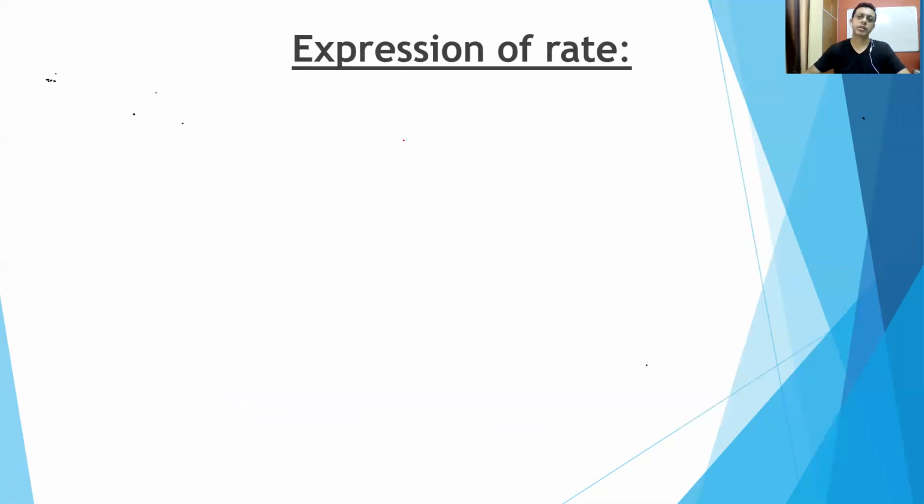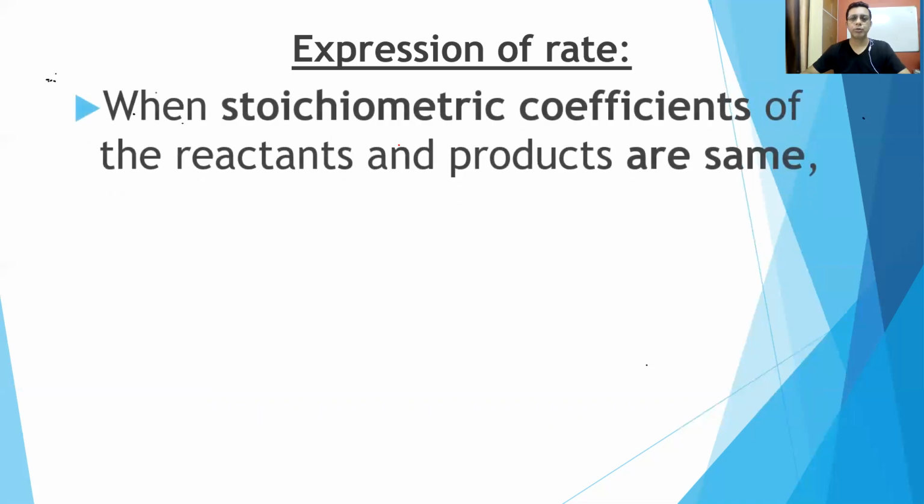So let us now discuss the expression of rate of a chemical reaction. Suppose we think about a reaction where the stoichiometric coefficients of the reactants and products are identical. Like we have a reaction where A gives B. So here we have 1 mole and here also we have 1 mole. So in this type of case, the rate of disappearance of A, the rate of decrease in A, and the rate of formation of B are equal.